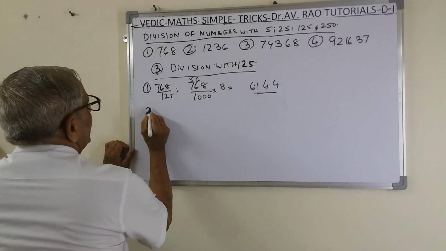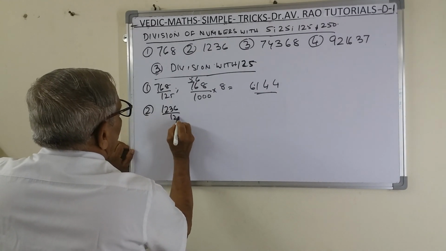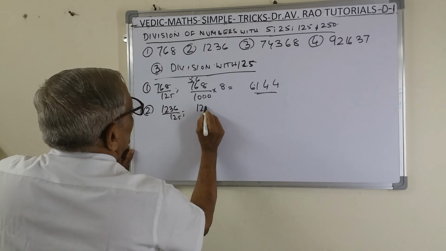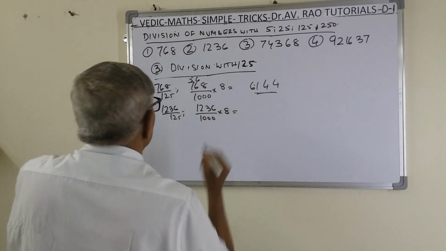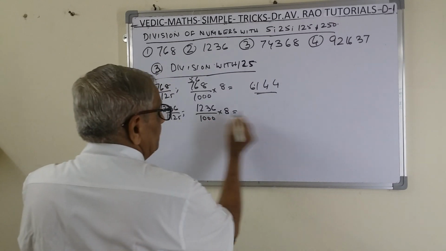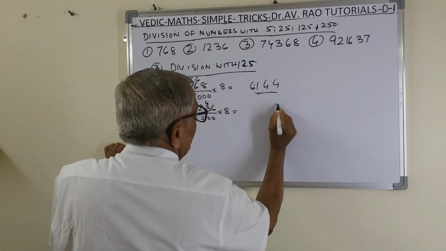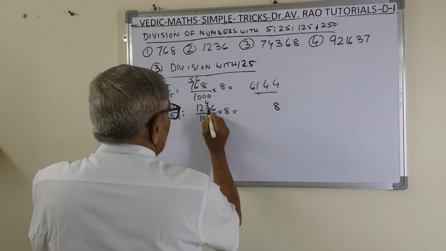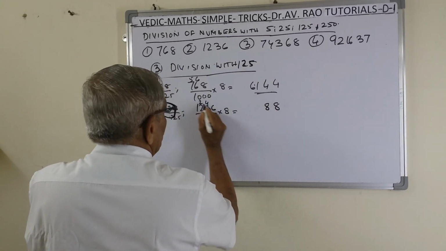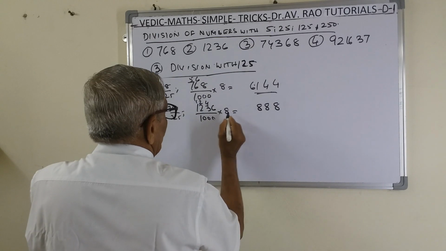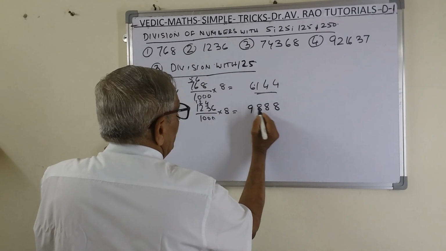Now take up second example. 1236 divided by 125. It can be written as 1236 by 1000 into 8. So multiplying, 8 6s are 48, 8, 8 3s are 24 plus 4 is 28, 2, 8 2s are 16 plus 2 is 18, 1, 8 1s are 8 plus 1 is 9. Now put a dot here.